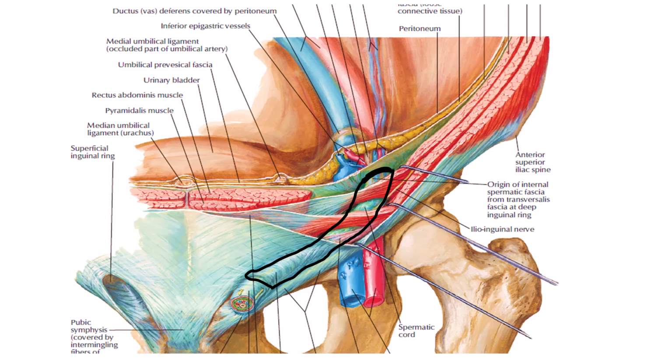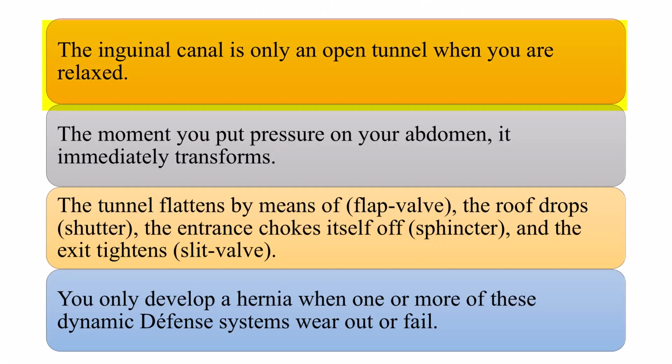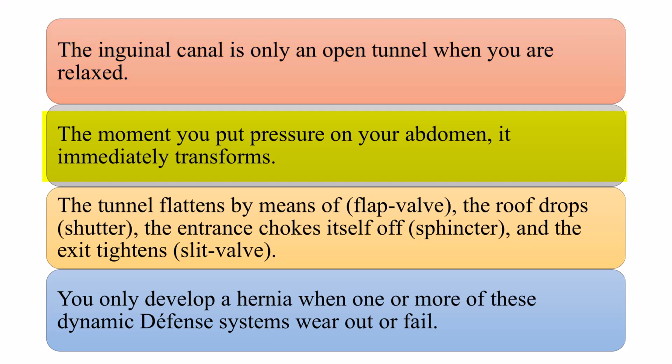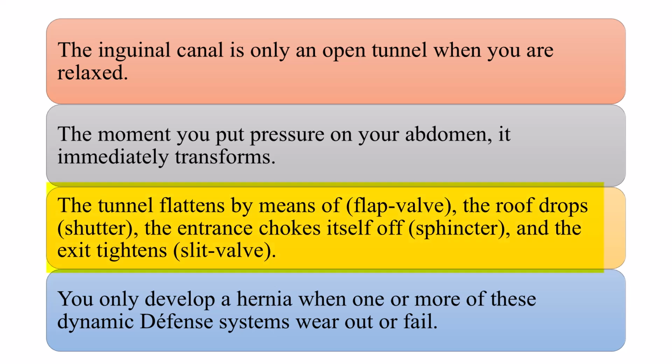If I summarize it, the inguinal canal is only an open tunnel whenever you are relaxed. The moment you put pressure on your abdomen, it immediately transforms. The tunnel flattens by means of a flap valve mechanism. The roof drops by means of a shutter mechanism. The entrance of this canal chokes itself off by acting like a sphincter, and the exit tightens by means of a slit valve mechanism.